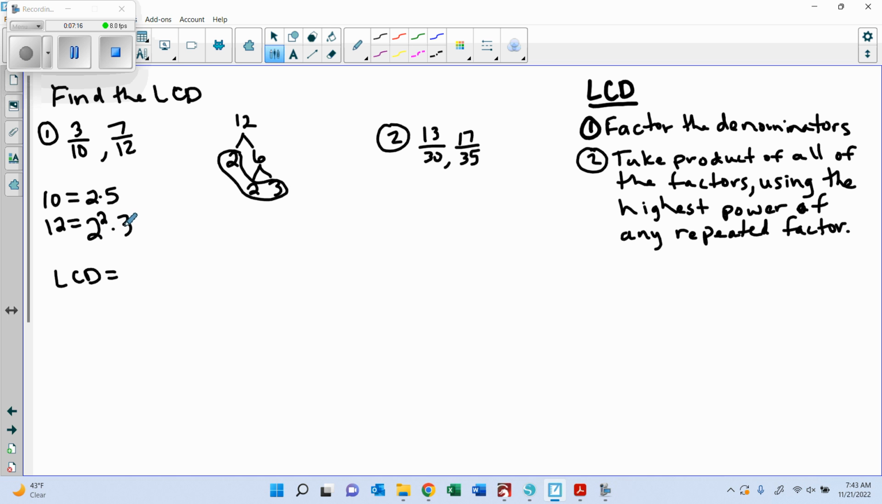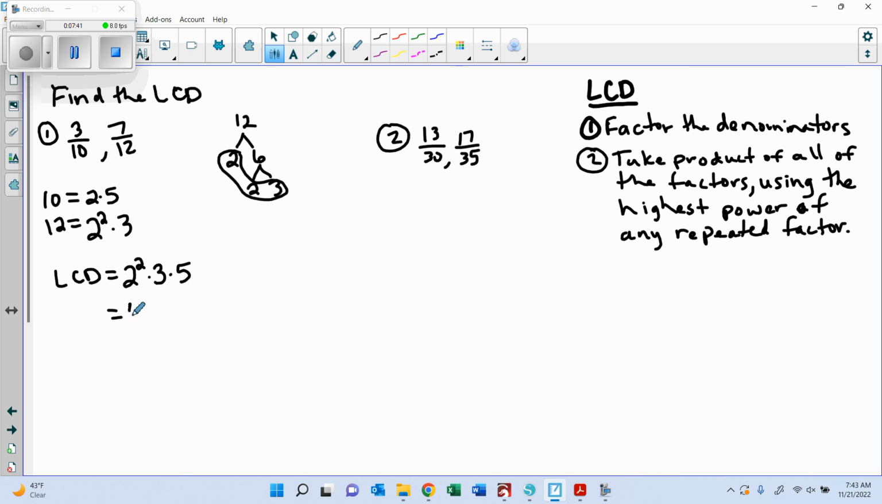The least common denominator, I want to use all of these factors. Okay, so I need a 2, a 3, and a 5. The 2 is a repeated factor because it's here in both of these numbers. So I'm going to use the highest power, which is squared. So I will do 2 squared times 3 times 5.